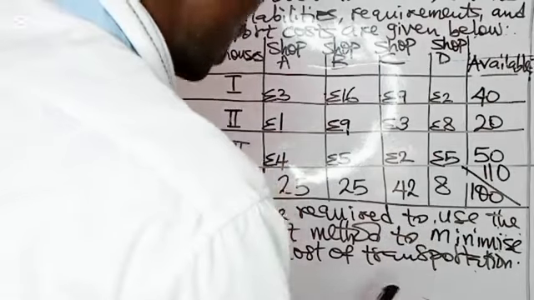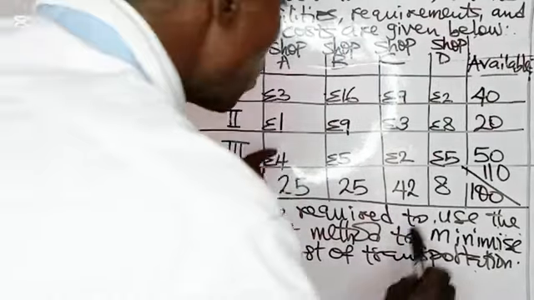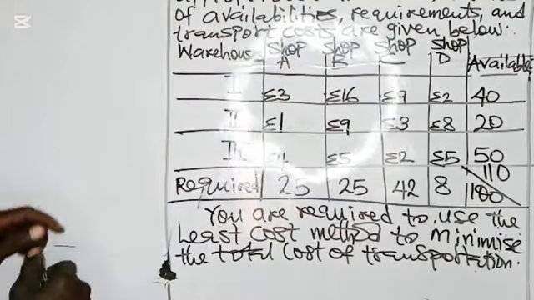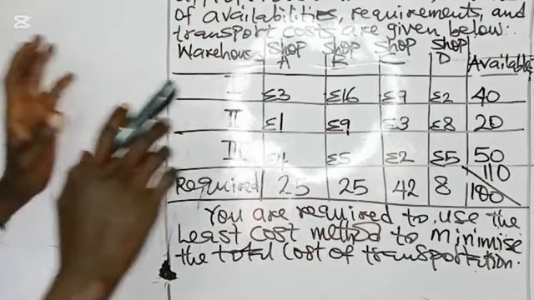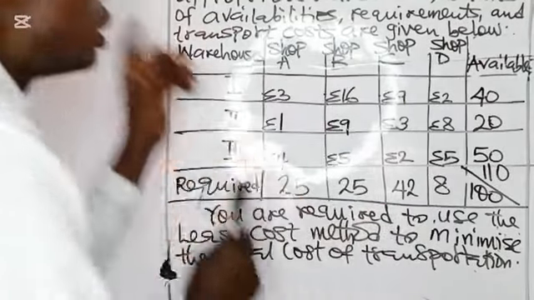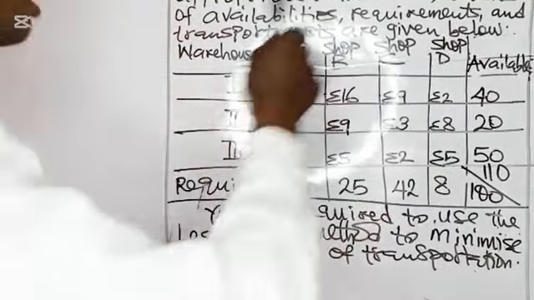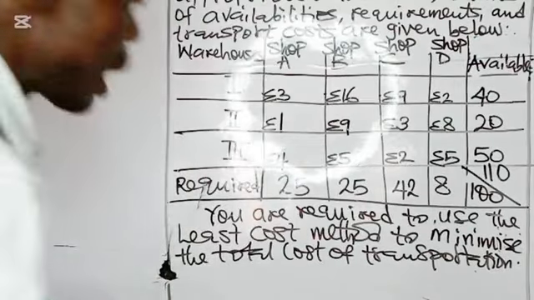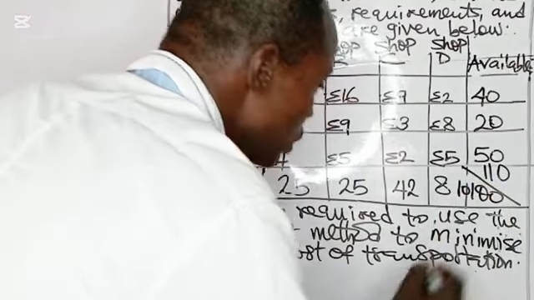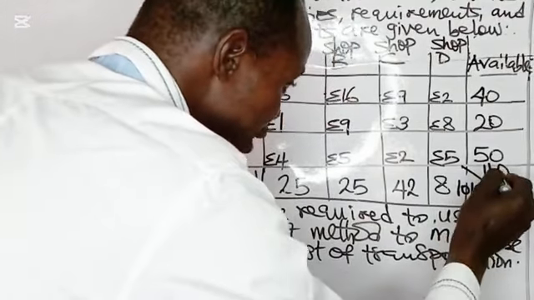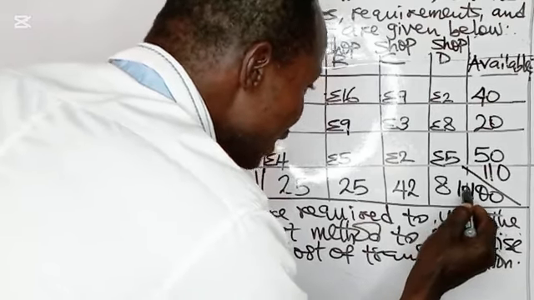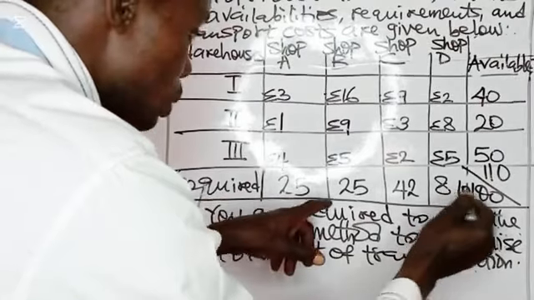Since this problem is not balanced, the first thing is to add a dummy activity to make it balanced. You add dummy in order to make the problem balanced, that is, you turn the unbalanced transportation problem to a balanced one. How can you do that? You need an additional 10 here to make this requirement 110, since this is 110 and this is 100.